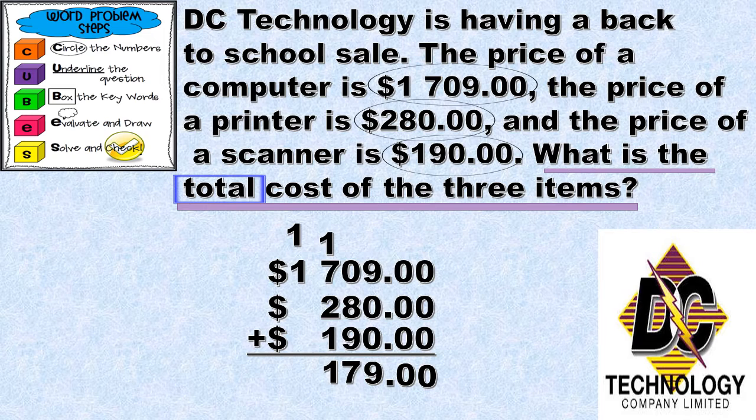1 thousand plus 1 thousand equals 2 thousands. Place your 2 thousands under your thousands column. $2,179 is the cost for the three items.